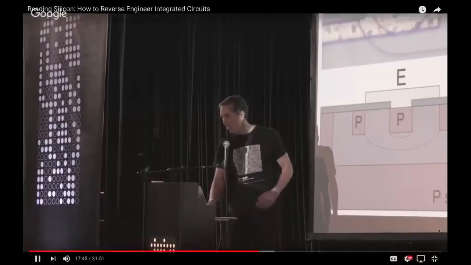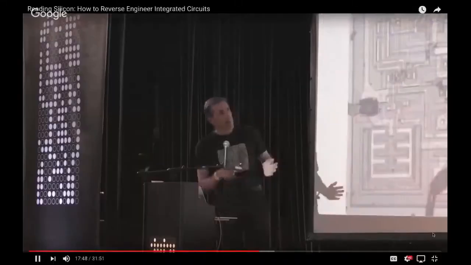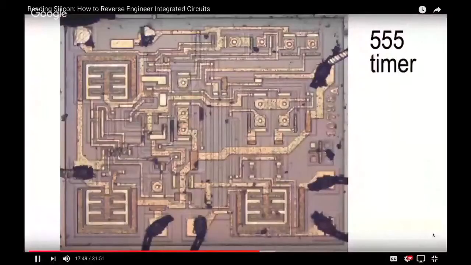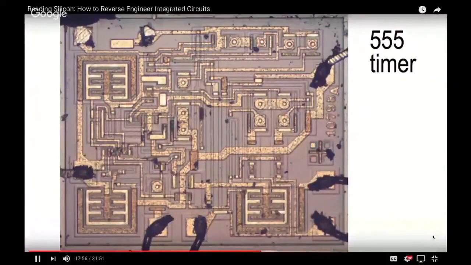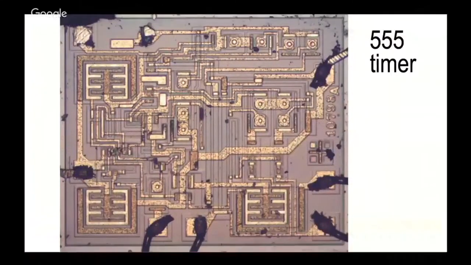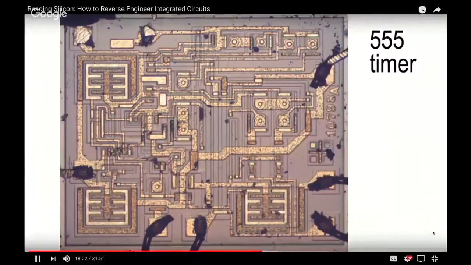So now that you know what to look at, here's a die photo I took of the 555 timer. You can see the circular PNP transistors. You can see tiny rectangular NPN transistors, the bond wires around the outside, and 3 giant transistors to provide the high current output.